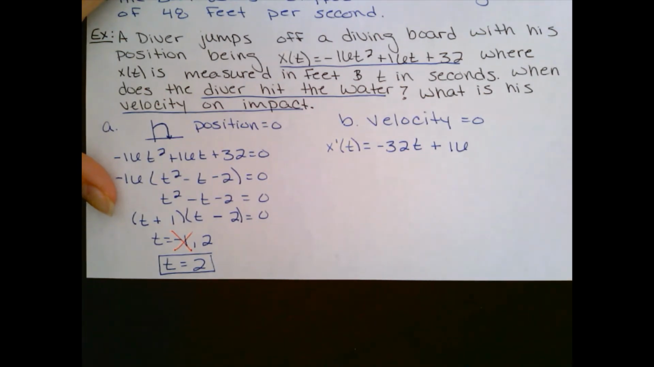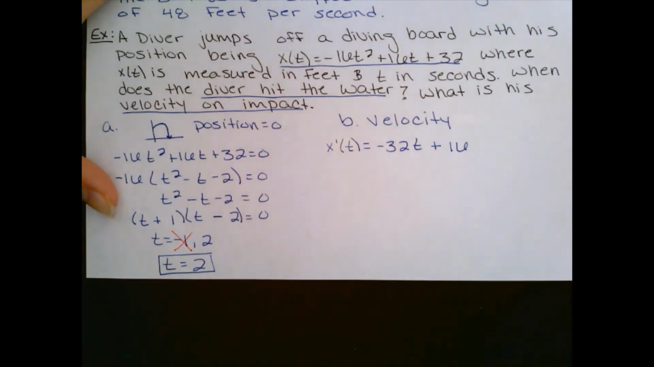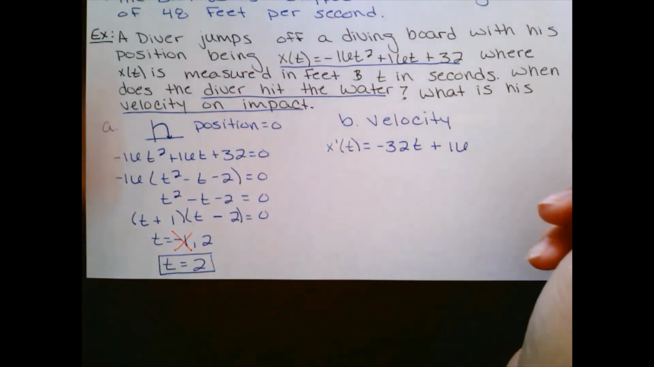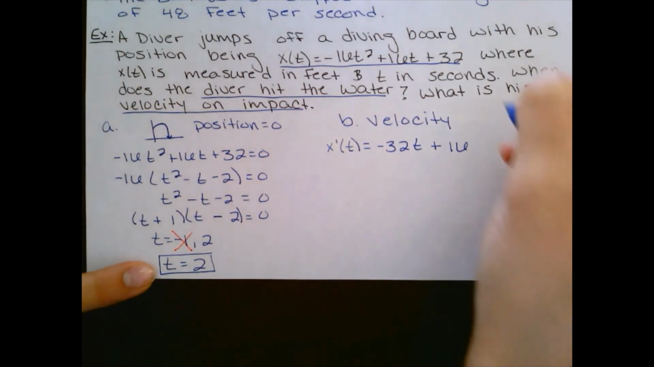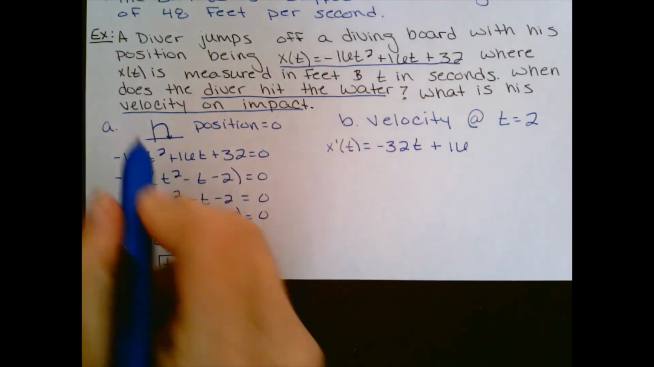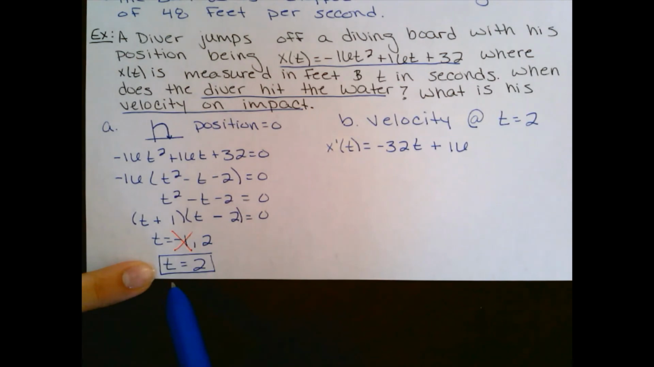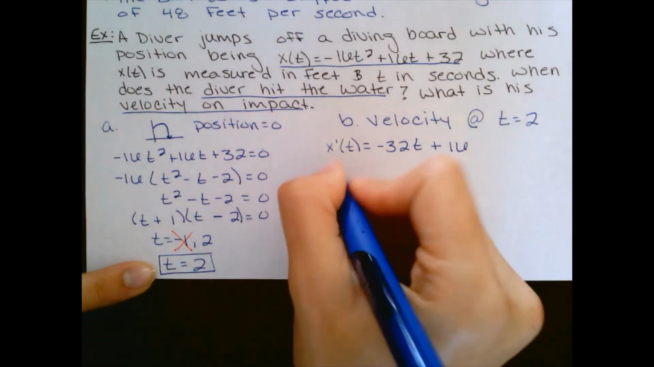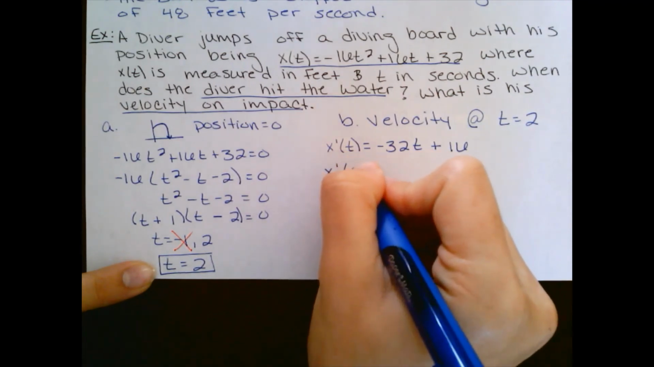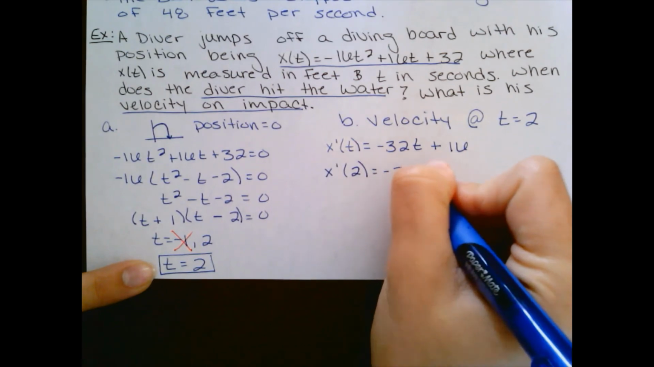So that's going to tell me the velocity, but they specifically, I'm sorry, I put velocity equals 0. I apologize. It says on impact. So impact, we found over here, happened when time was 2. I apologize for that mistake there. So again, velocity on impact. In this first part, we found that he hit the water at 2. So on that impact, what was his velocity? I'm going to find x prime at 2. So just plug in that 2.